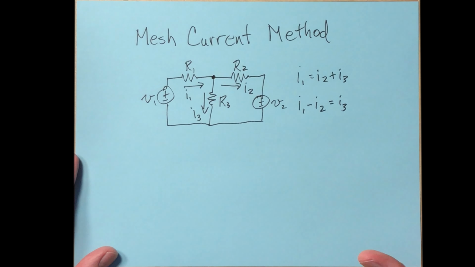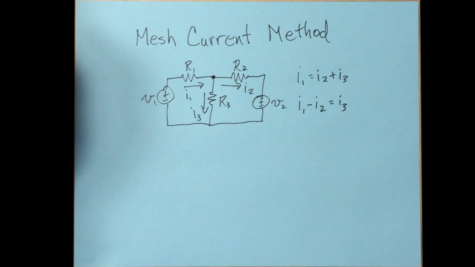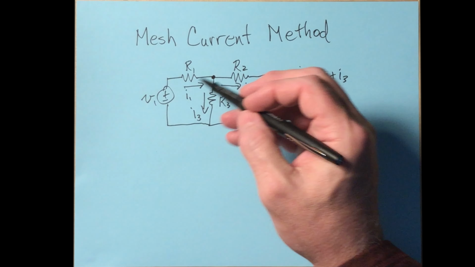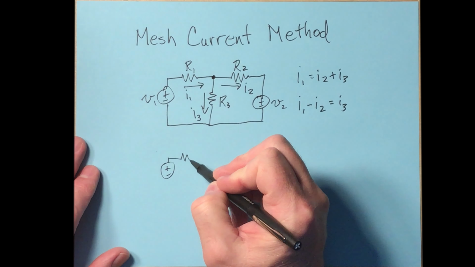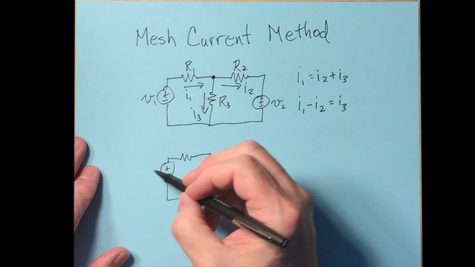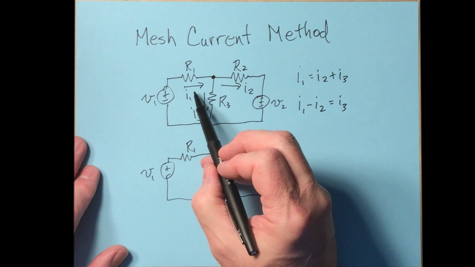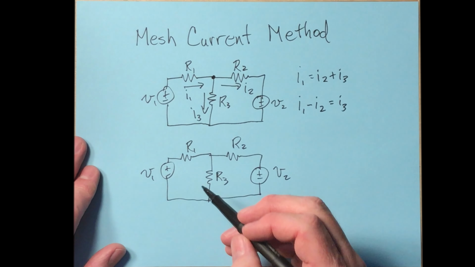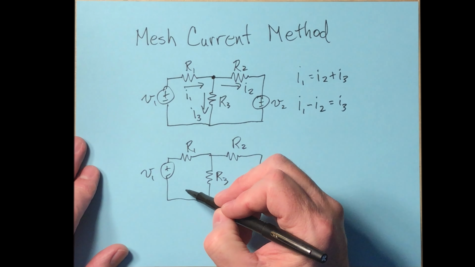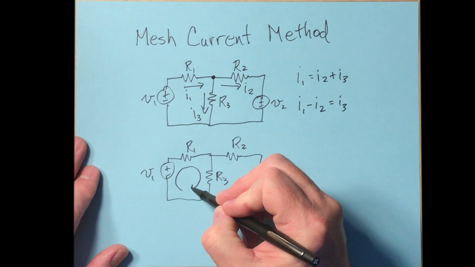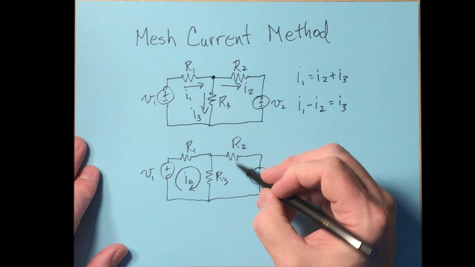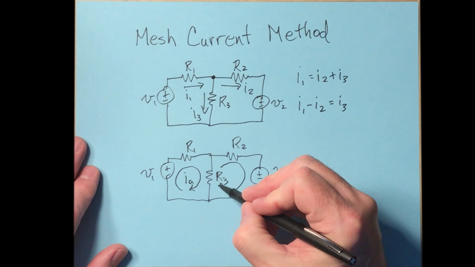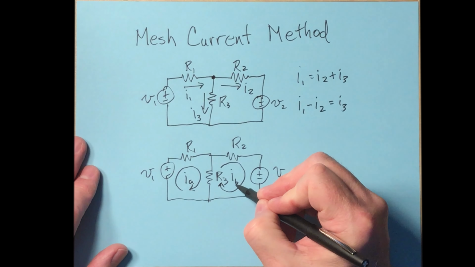That is essentially what the mesh current method does. It defines currents, and then you use those currents to solve. So for a problem like this, we could redraw it this way. Instead of defining the 3 currents I1, I2, and I3, let's just define 2 currents down here, the mesh currents. We'll say that's a current that goes around this mesh, and we'll call that I sub A. And here's a current that goes around this mesh, we'll call that I sub B.